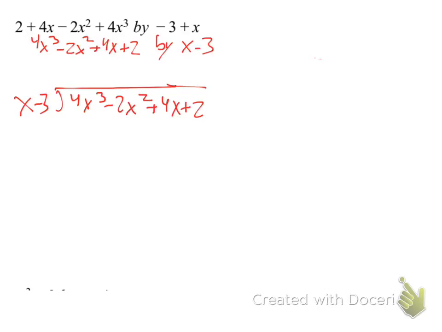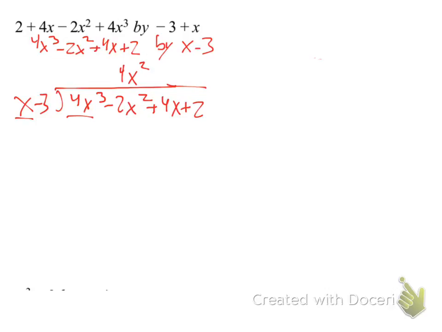So, using our process, the question you need to ask yourself is, what times x will give me a 4x cubed? 4x squared. And so I'm going to take that, it's an x squared, and place it over the x squareds. So it becomes a 4x squared above there. I'm going to keep all my x squareds, all my x cubes, all my x's and constants in nice neat rows and columns, or columns in this case.